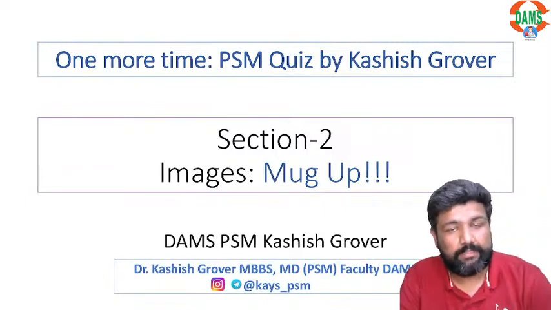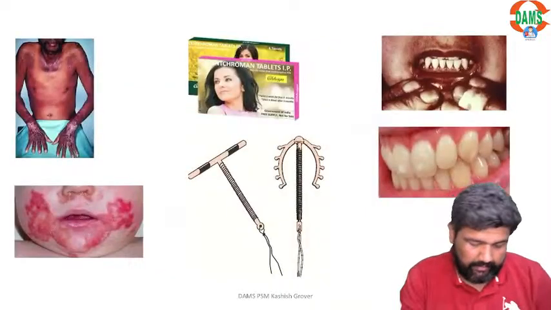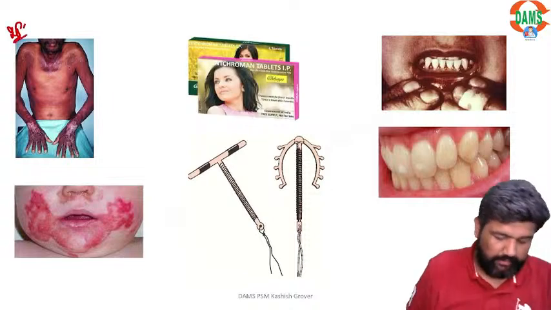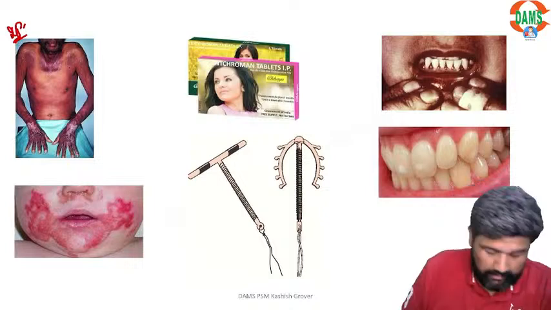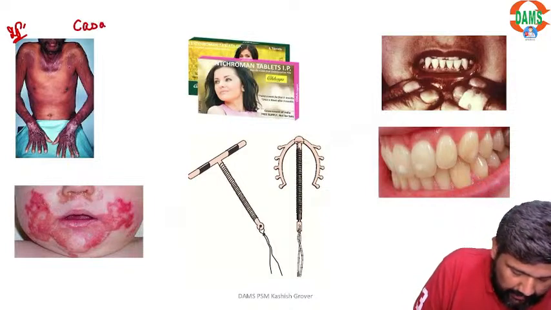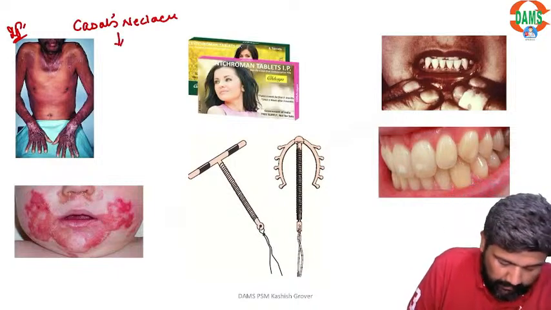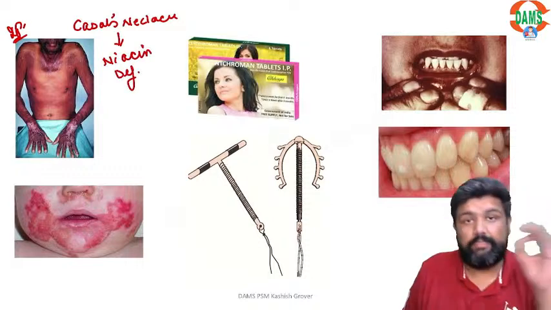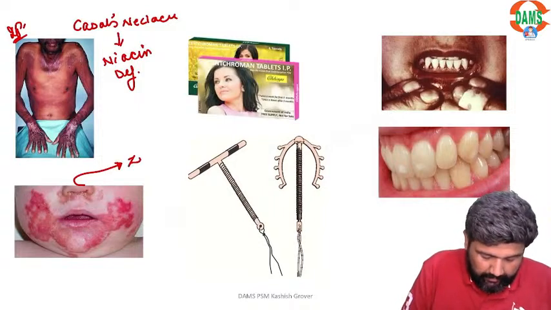Now the images related to this topic. Guys, this image is very, very important. What is this? Everyone, which image is this? Casal's necklace. Casal's necklace is seen in niacin deficiency.